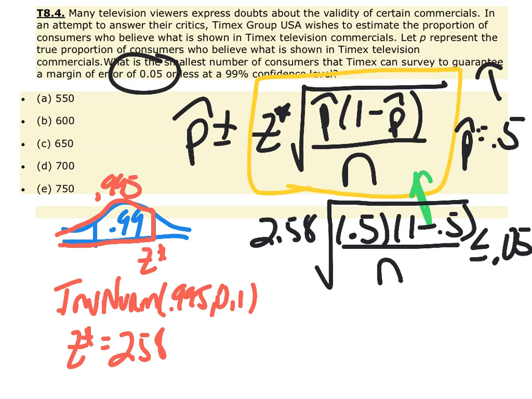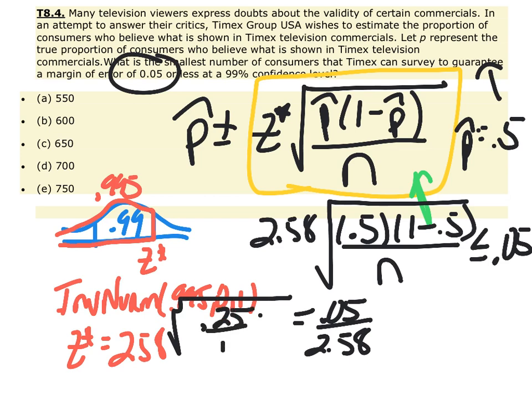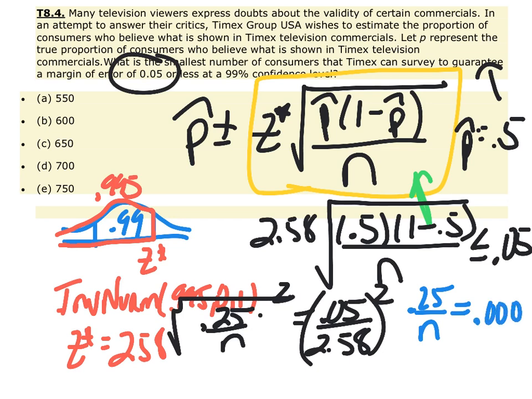The best way to solve this: the first thing I'm going to do is divide by 2.58. Let me just write that. Then I'm going to simplify, and do the 0.5 times the 0.5 on here, which is going to give us 0.25 over N. I'm then going to square both sides to get rid of that square root. If we simplify, we're going to end up having 0.25 over N equal to about 0.00037558.